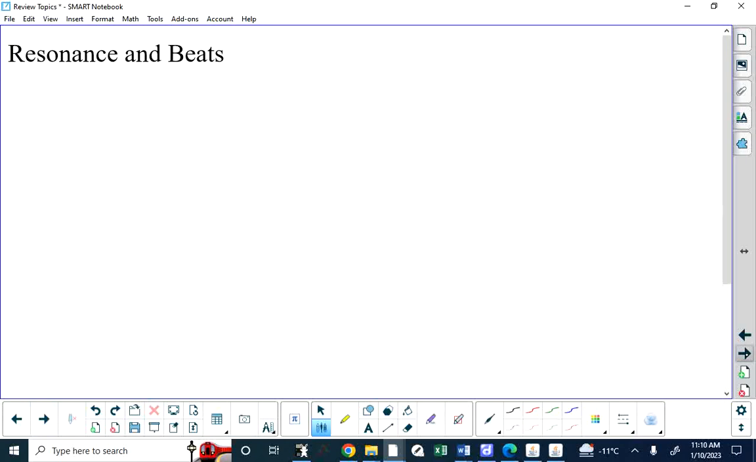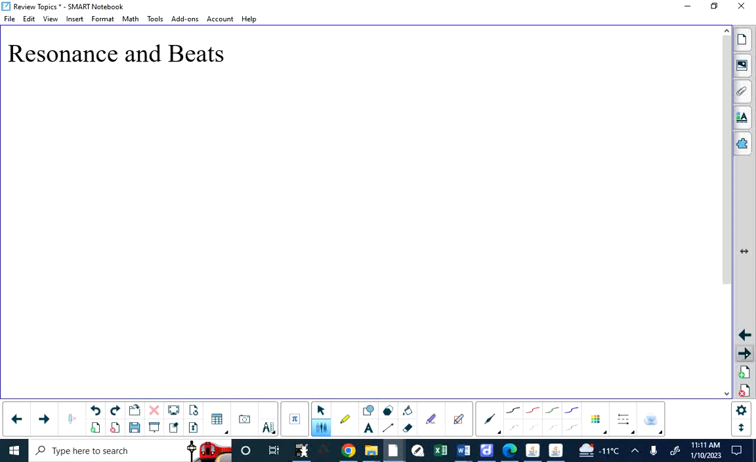Resonance and beats. Again, I'm not going to write a lot here, but you should understand what resonance is. Resonance is when you have two objects which have the same natural oscillation. The classic physics example is those two wooden boxes that I have with the two tuning forks. The tuning forks are identical. By the way, the boxes are there just to amplify the sound.